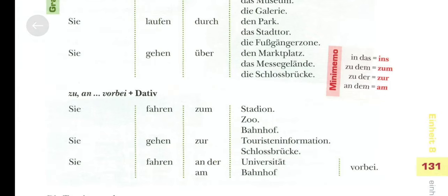Like that. Sie gehen zur Touristeninformation. Tourist information. Sie gehen zur Schlossbrücke. Castle Bridge. Sie fahren an der Universität. She is going at the university and she is going at the Bahnhof, means the train station.